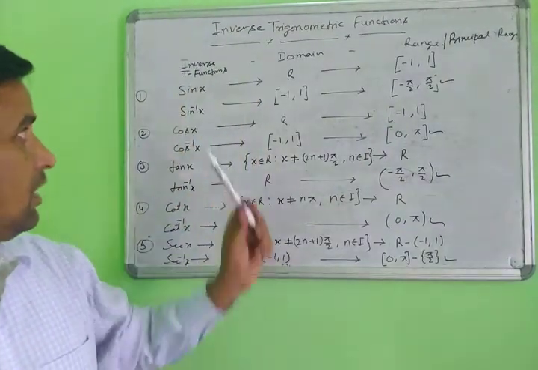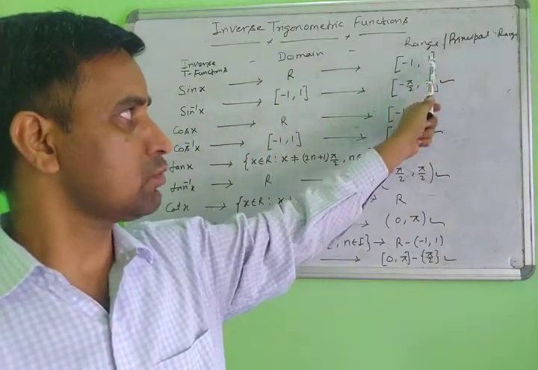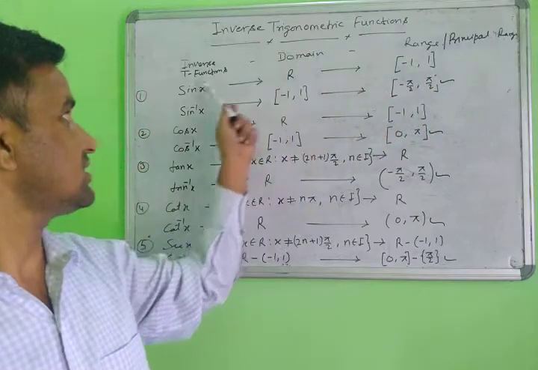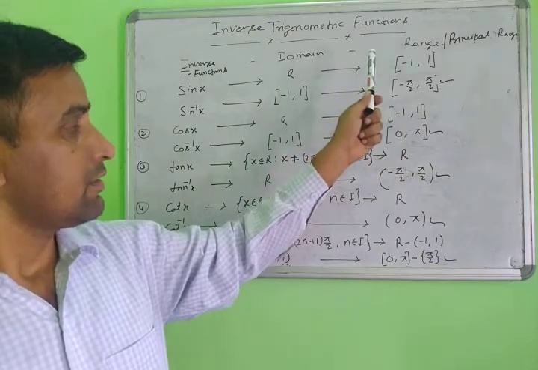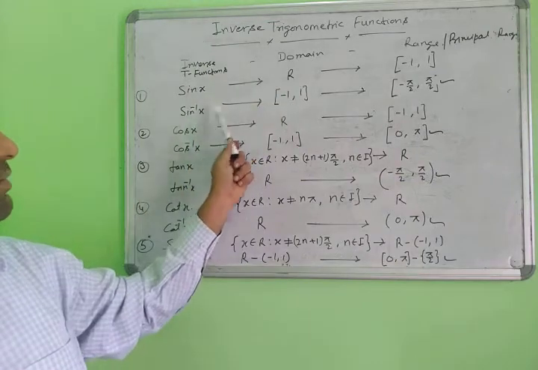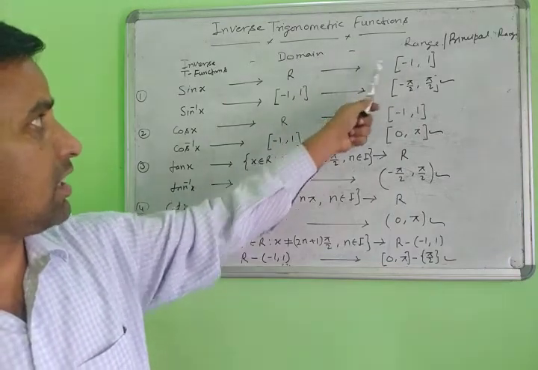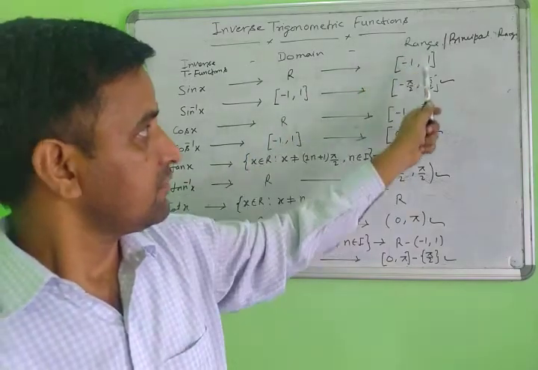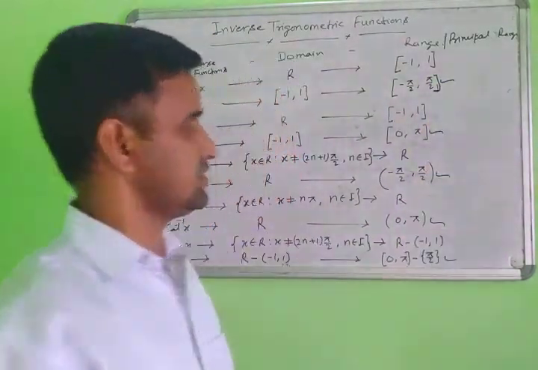Now look here. You know sin x has the domain of all real numbers and the range -1 to +1 in a closed interval. So this is the range of simple sin x, and our domain here is R. Then what is the domain of sin inverse x? It is -1 to +1. So the range of sin x becomes the domain here, -1 to +1, and this is called the principal value range.